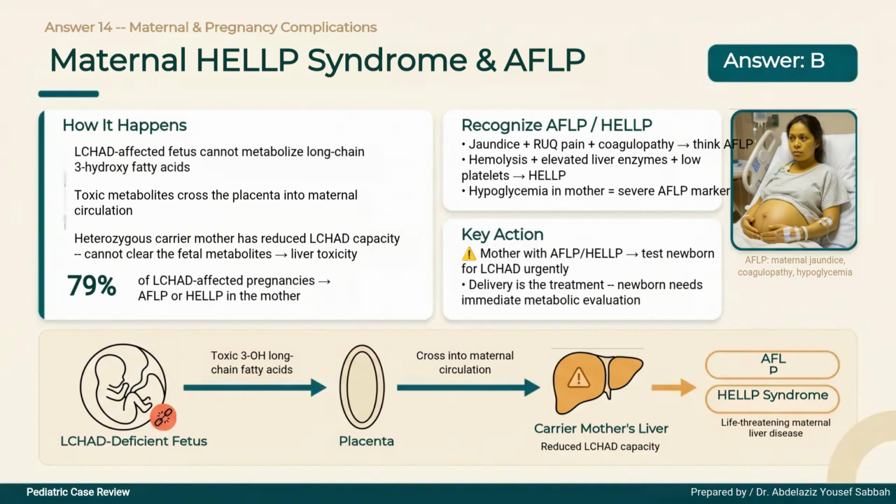Recognize the pattern. Jaundice with right upper quadrant pain and coagulopathy suggests acute fatty liver of pregnancy. Hemolysis with elevated liver enzymes and low platelets defines HELP, and maternal hypoglycemia is a marker of severe acute fatty liver of pregnancy. The key action is that any mother with acute fatty liver of pregnancy or HELP should have her newborn urgently tested for LCHAD deficiency. Delivery is the treatment for the mother, and the newborn needs immediate metabolic evaluation.